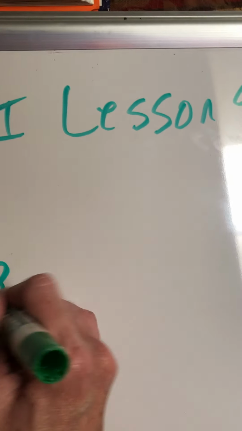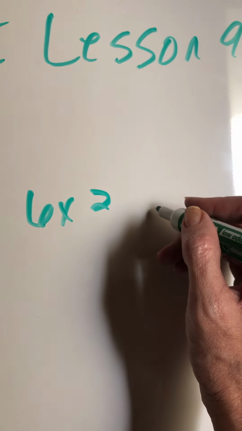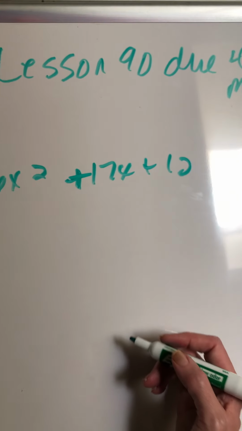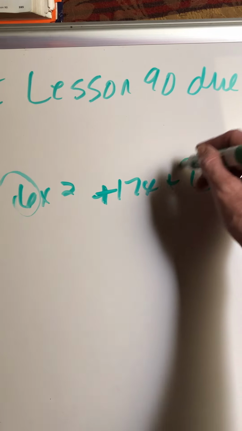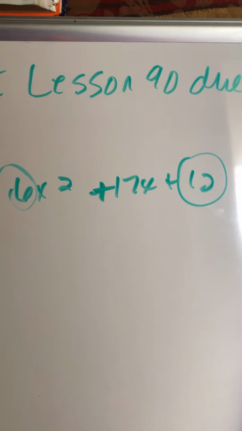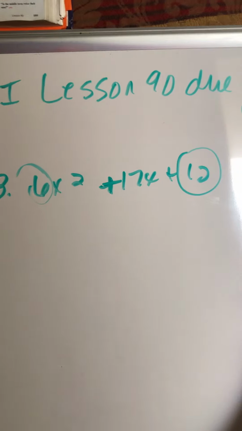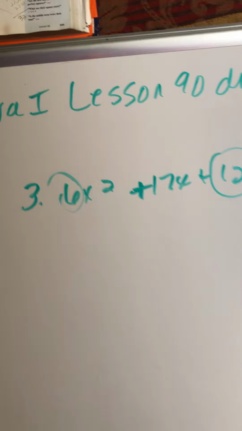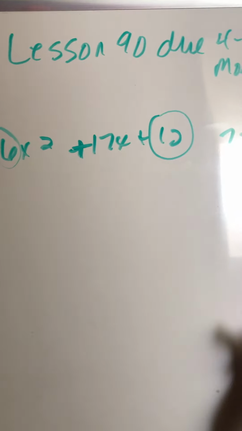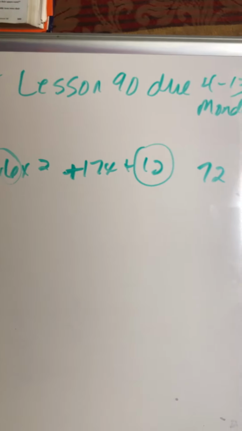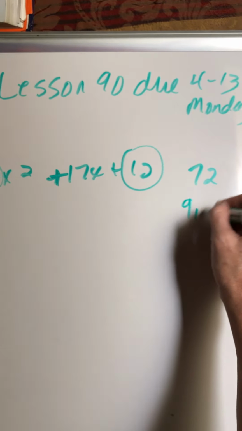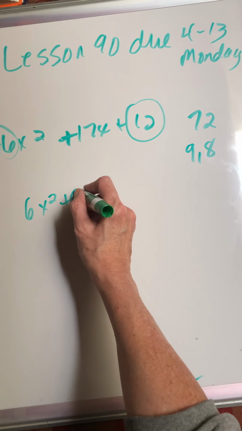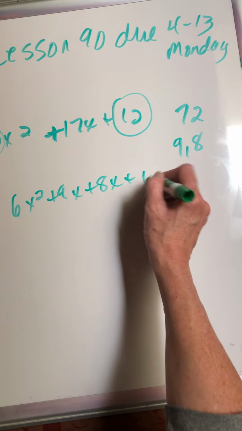And then number 3, you've got 6x squared plus 17x plus 12, because you have to rewrite it. You have to put it in the right order. And this is where you do the 6 times the 12, and you get 72. And then you need factors of 72 that give you 17. And everything is positive. So you got to think through the factors of 72 to give you 17, which would be 9 and 8.